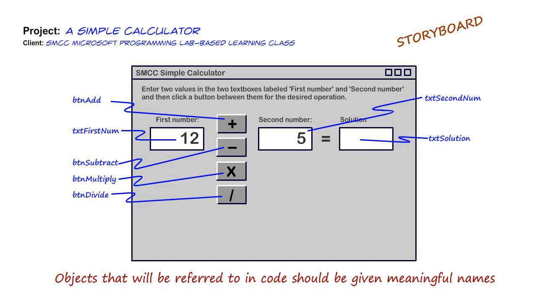In the previous video, we planned a project for a simple calculator to do addition, subtraction, multiplication, and division, and we created a storyboard for that project. We're now going to translate that storyboard into actually creating the application in Visual Studio.